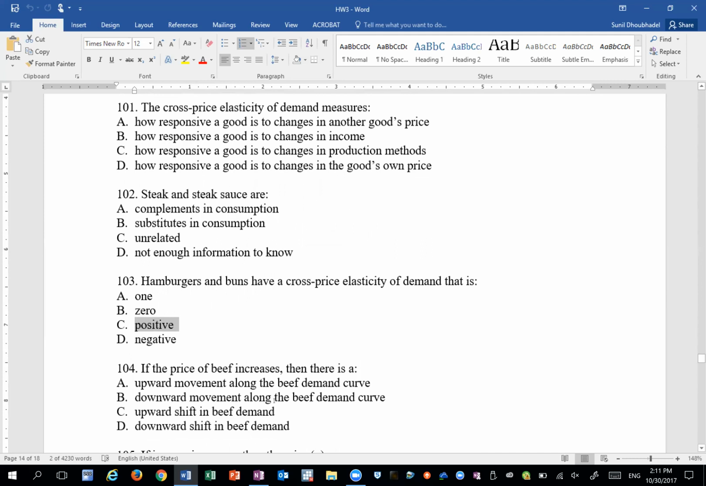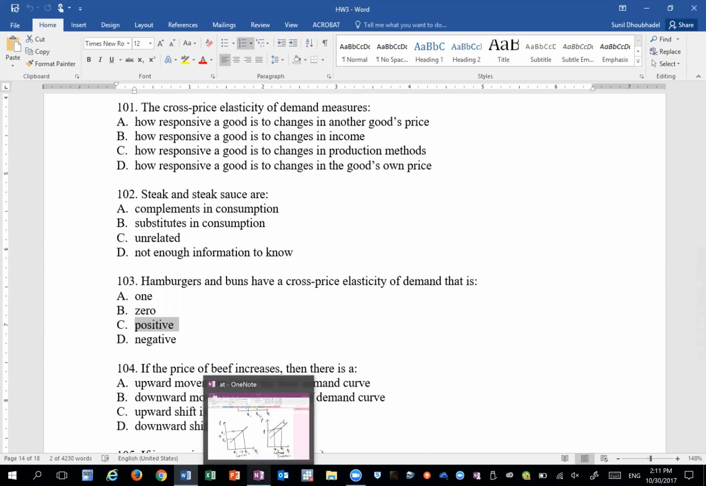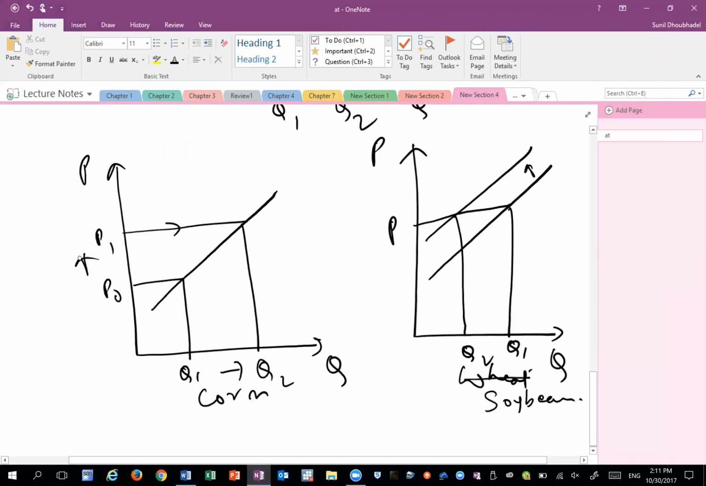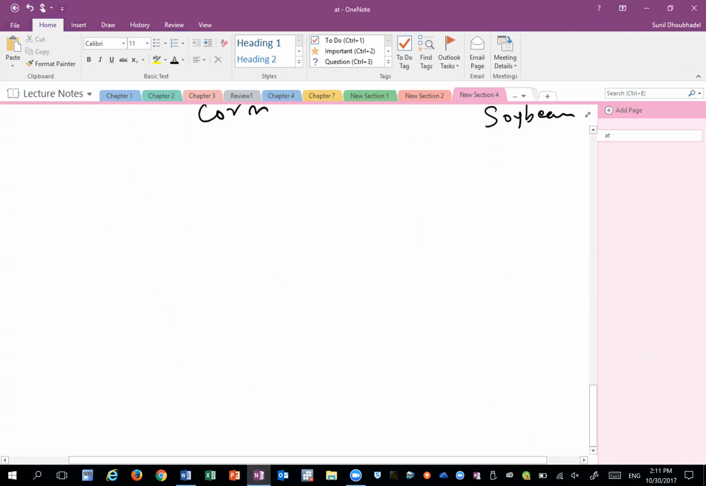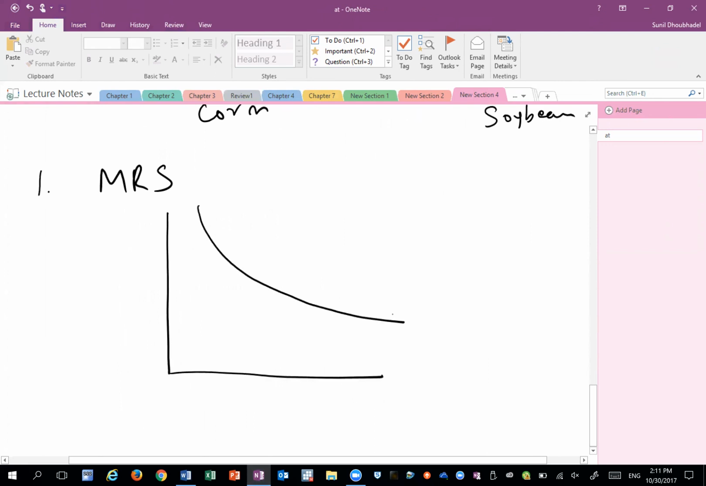Okay, that's it for this homework, but I'll talk about some crucial concepts that you guys should not miss. Doesn't mean that I have covered everything. So the first concept you should not miss is the marginal rate of substitution. As we have discussed earlier, marginal rate of substitution is nothing but the slope of an indifference curve, which gives you the trade-off between two goods, right?